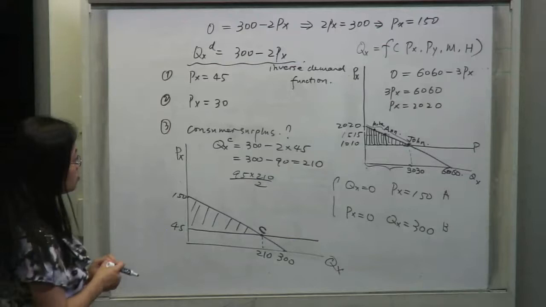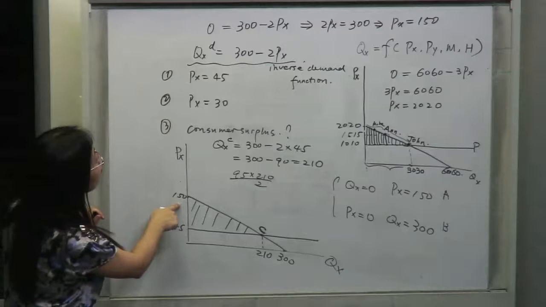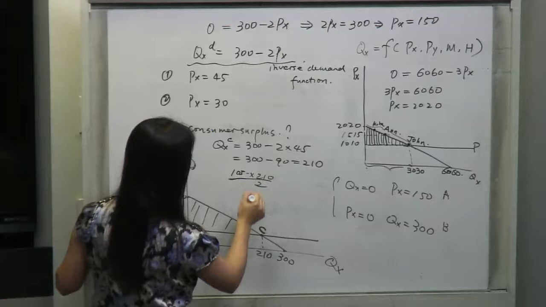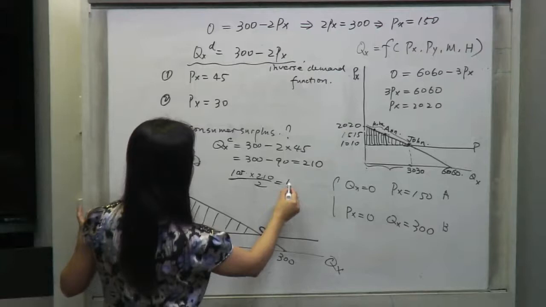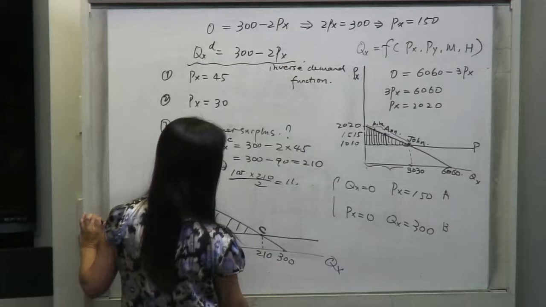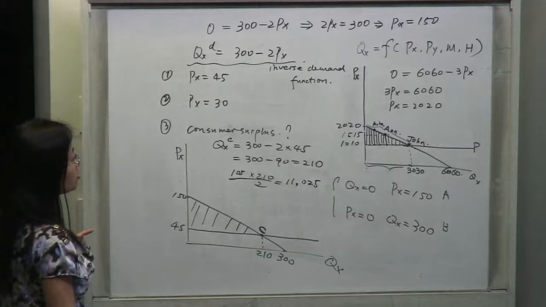The difference is 105. Oh, yeah, 105, I'm sorry. Good, 105. So what is the value here equal to? 1025. Yeah, 1025, not 200. Okay. And for the next one, Px equals 30, you plug this back into here, and what you'll find is what?